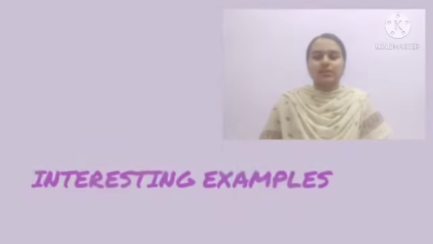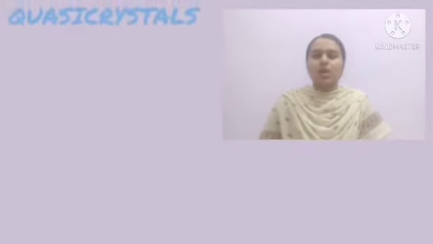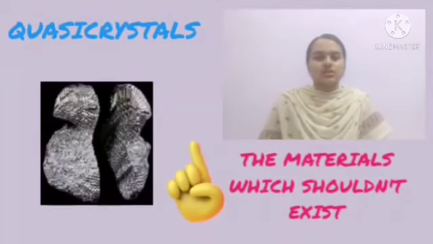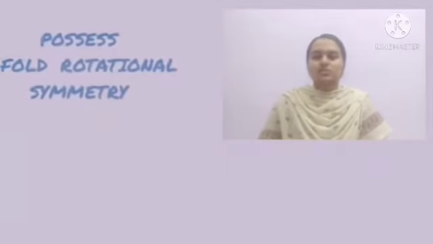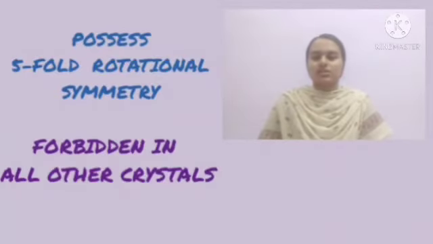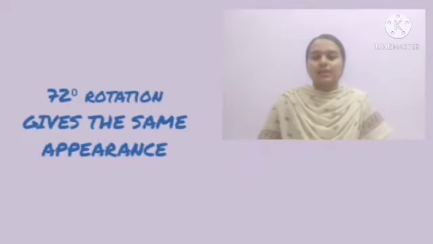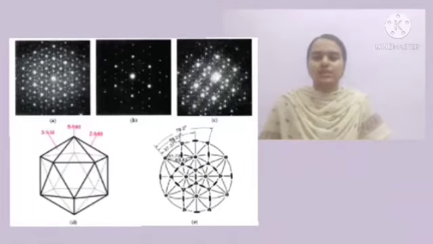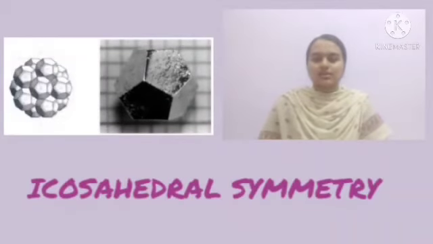The next branch of physics in which we are going to explore symmetry is crystallography. Let's see some interesting examples. Firstly, quasicrystals, the materials which shouldn't exist. Quasicrystals possess 5-fold rotational symmetry, which is forbidden in conventional crystallography. When rotated by 72 degrees, their appearance remains the same, thus proving their symmetry. There are also 2-fold rotational symmetry passing through the edges and 3-fold rotational symmetry passing through the vertices. This is called icosahedral symmetry.